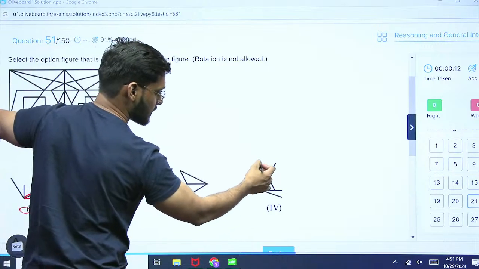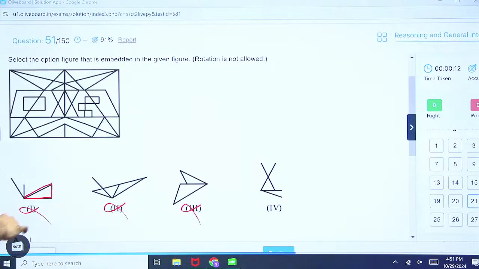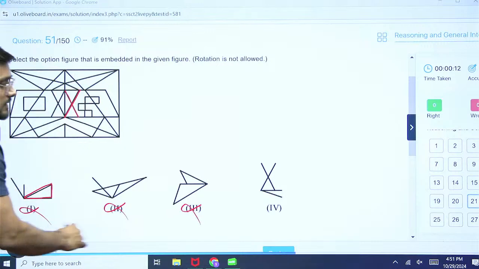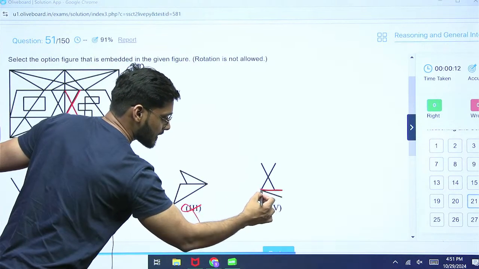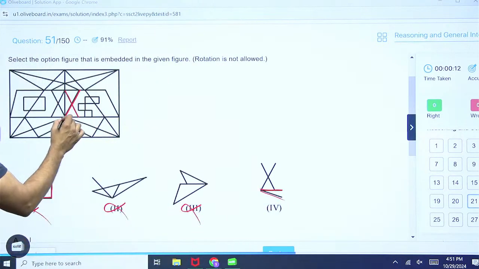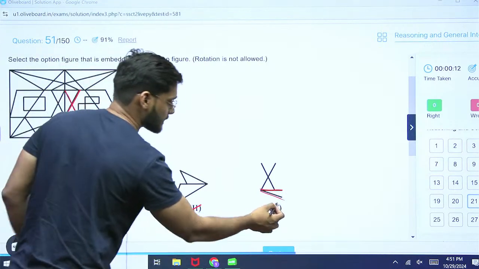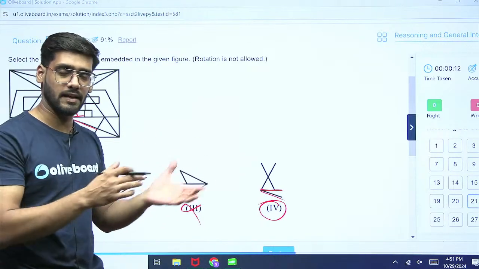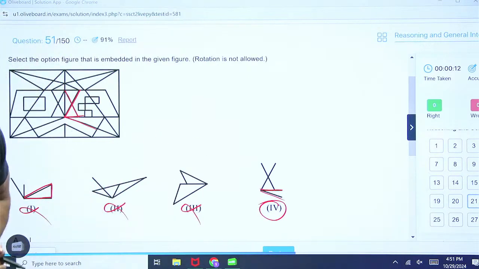Can we see the fourth one? Do we have x? Yes, we can see the x over here like this. Then a triangle should be made like this. So like this and like this. This is embedded. The fourth figure is the embedded one, the embedded figure that can be found in this image, right? Let's move on to the next question.